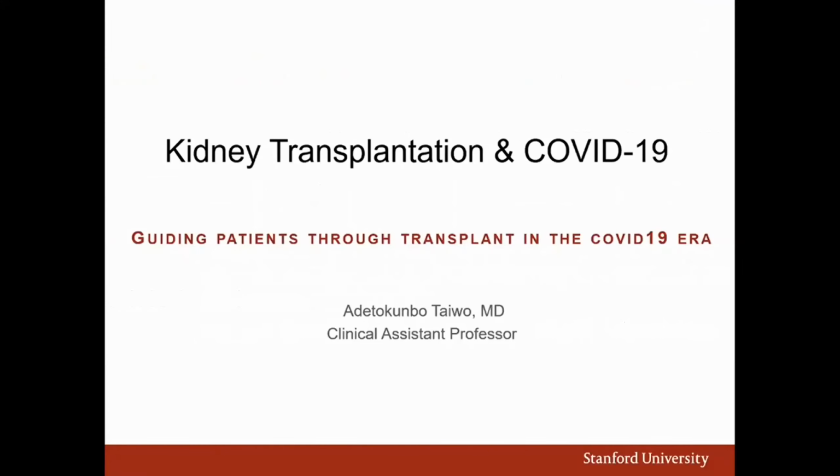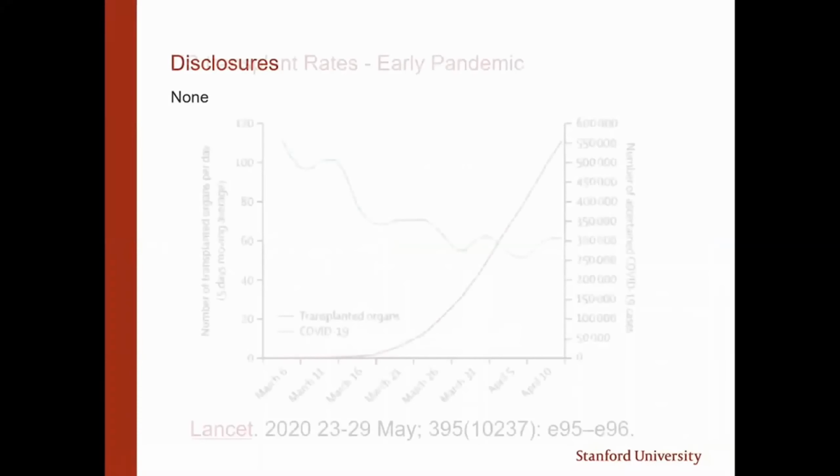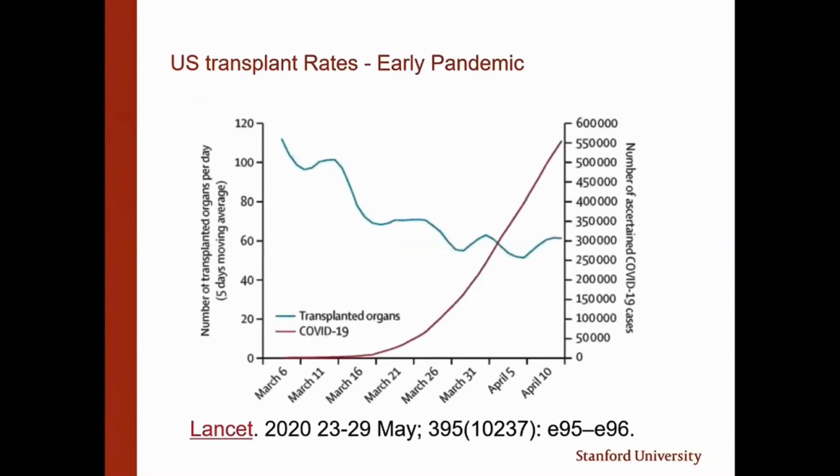Thank you, Aijaz. My name is Adetokunbo Taiwo, and I'm a transplant nephrologist at Stanford. I'm going to be talking about kidney transplantation in the era of COVID-19. I have no disclosures. Now, at the start of the pandemic, there was a striking reduction in solid organ transplant rates. This figure comes from an article that was published in The Lancet a few months ago. The blue line shows that there was a 50% reduction in solid organ transplant rates in the United States during the early phase of the pandemic.